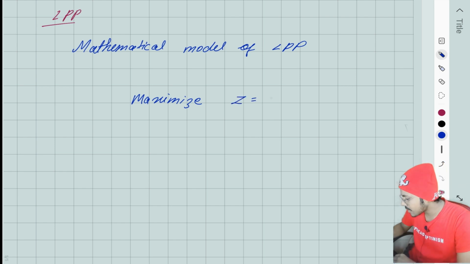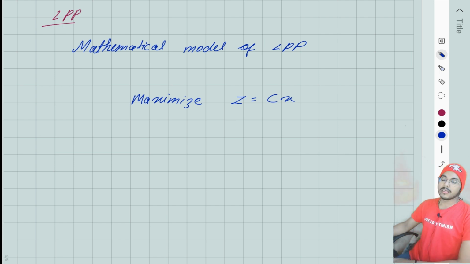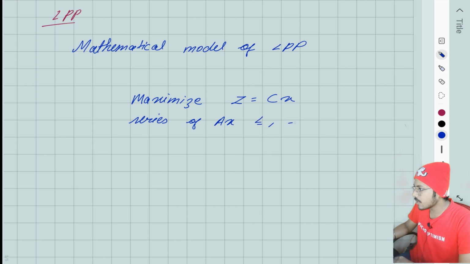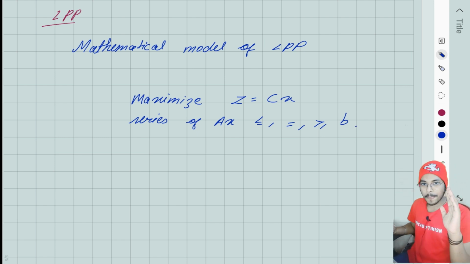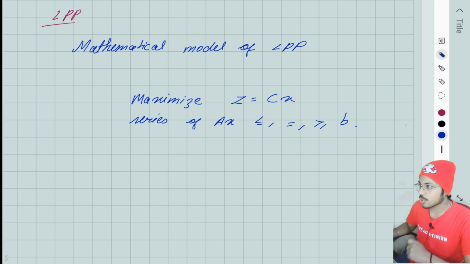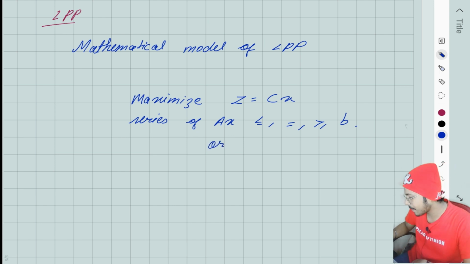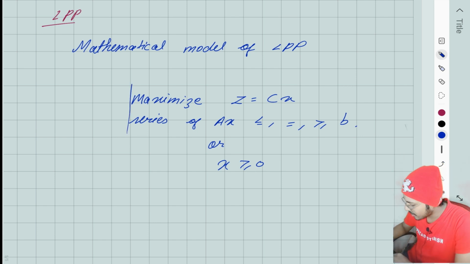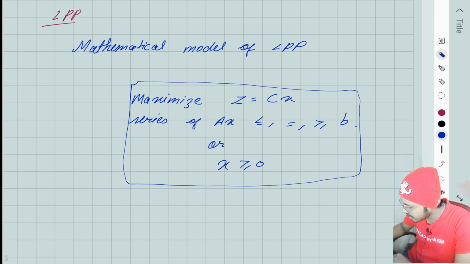So what do you want to maximize? Z equals Cx. It is just like the formulas. Then subject to Ax, which can be less than or equal to, or greater than or equal to b. We can say this is the constraint. I hope you know the meaning of constraint. Or x is greater than or equal to 0. What is x? X means product. Obviously it will be greater than 0. Can a product be negative? No. Yes. So this was the thing we learned in the previous lecture.